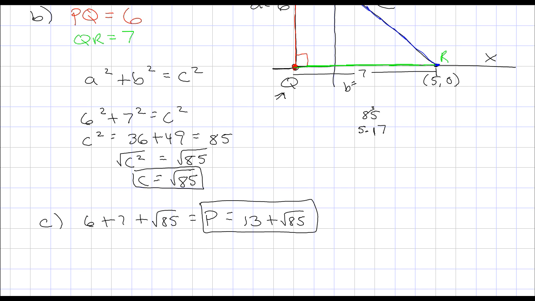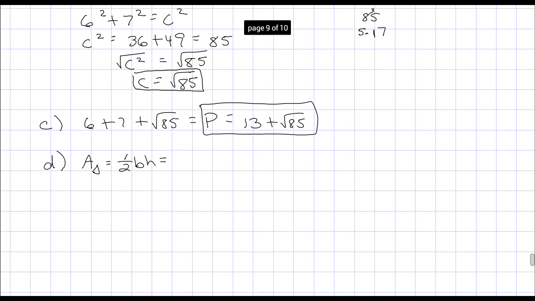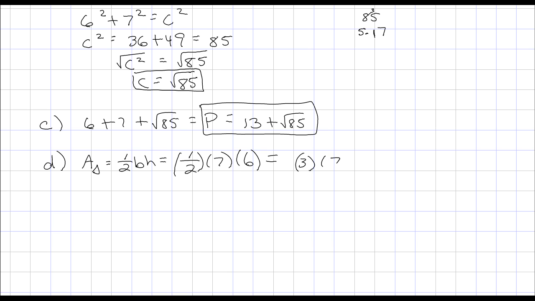For part D, we're looking for the area. Well, the area of a triangle is 1/2 base times height. Alright, the base is 7. The height is 6. Clean that up. Let me move this up a bit. The base is 7. The height is 6. Now we're multiplying here, and I can take half of 6 to start and make that a 3. And then 3 times 7 is 21.